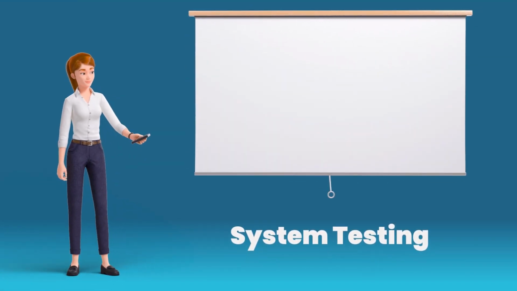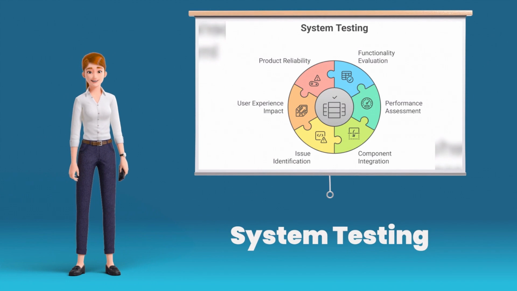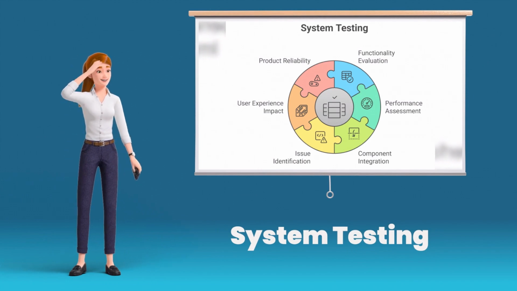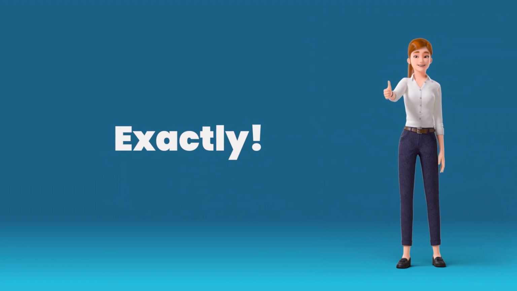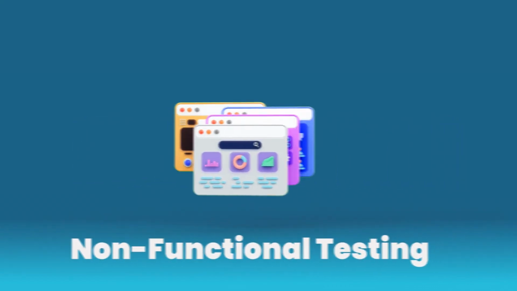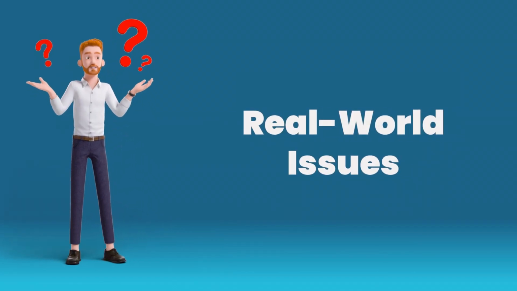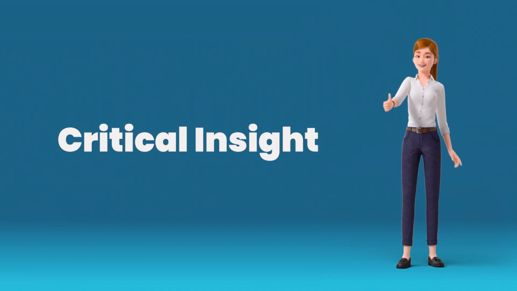System testing is all about the big picture. We test the whole system's behavior and capabilities, often in a setup similar to the real-world environment. So this is where we check if everything works as a complete product? Exactly. And we also test non-functional aspects like usability or performance. I bet this is where a lot of real-world issues pop up. You're absolutely right. That's why this level is so critical.